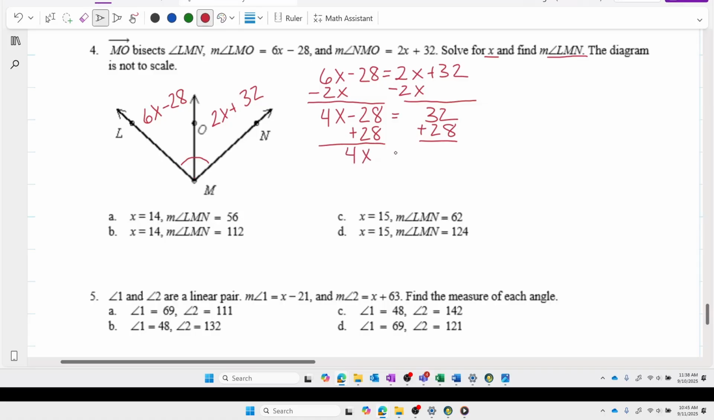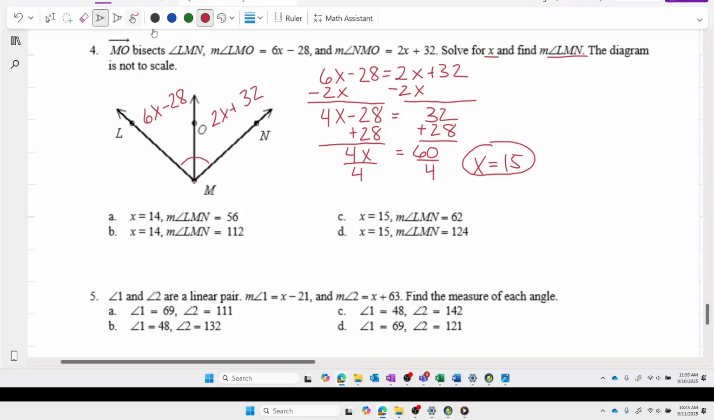So 4x equals 60. And divide each side by 4. So x is equal to 15. There's the first part of the answer. Find the measure of LMN.